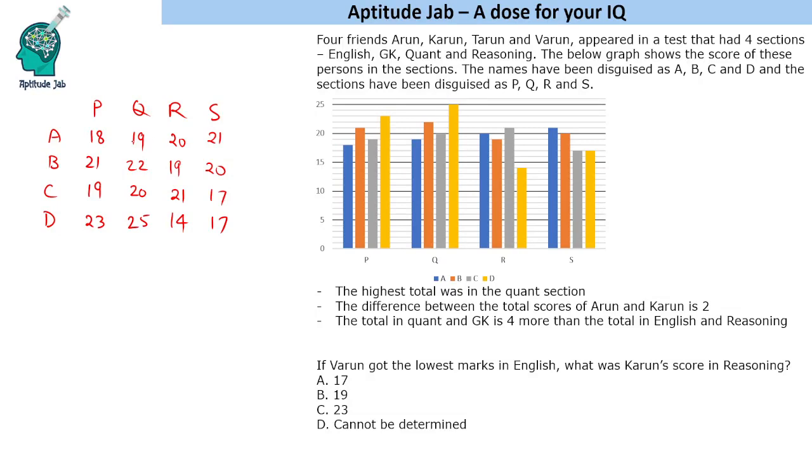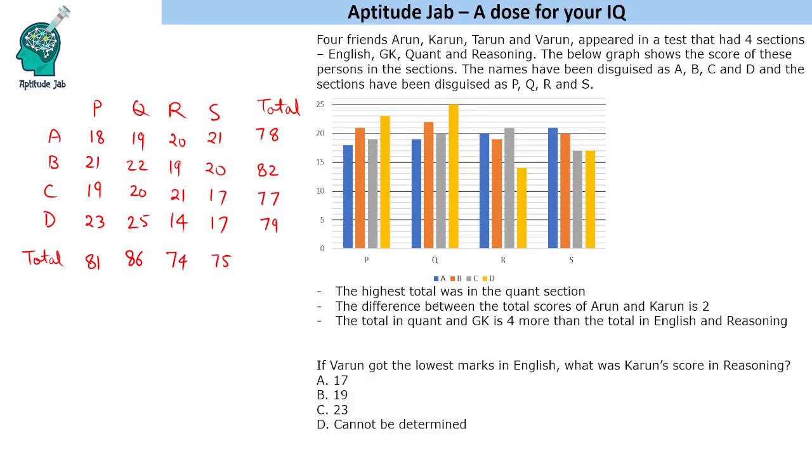So if we add this, this is 78, this is 82, 77, 79. And if we add the totals section wise, 86 and 74, 75. So these are the section wise totals and these are person wise totals.